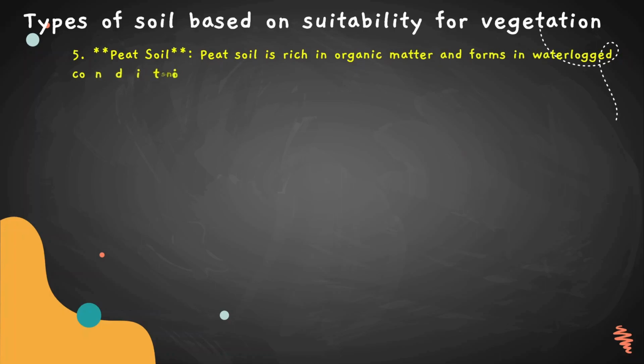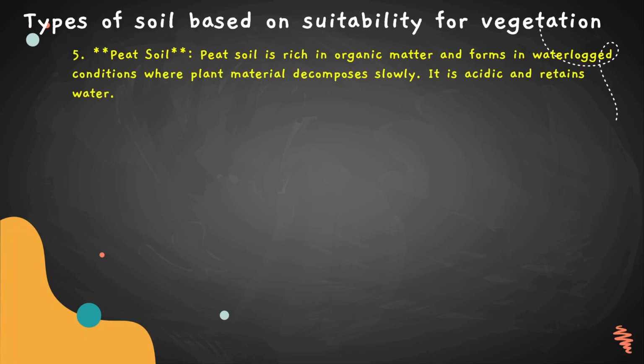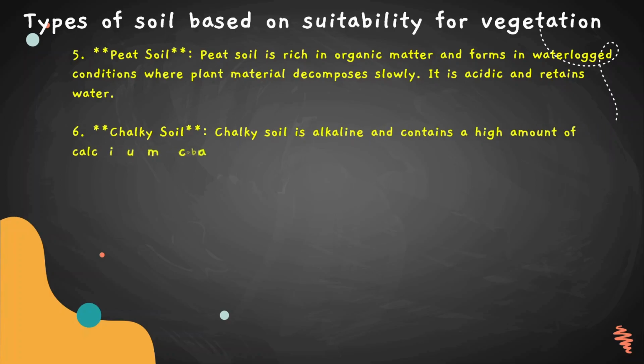Then we have peat soil. Peat soil is rich in organic matter and forms in waterlogged conditions where plant material decomposes slowly. It is acidic and retains water. So peat soil is mostly seen in waterlogged areas, where plant material decomposes slowly, and it has an acidic property.